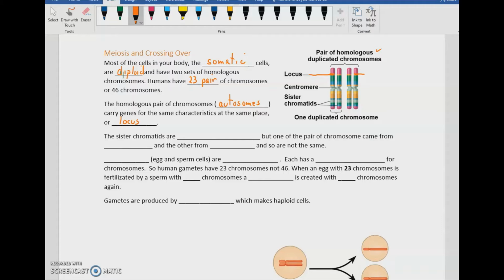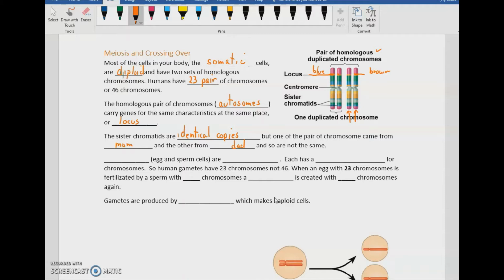And the sister chromatids, this and this, are going to be identical. So sister chromatids are identical copies, but one pair of the chromosomes came from mom, and the other one came from dad, and so those are not the same. Back to our eye color example, say mom has blue eyes. Her chromosomes are going to code for blue eyes at this locus. And dad, say he's got brown eyes. He's going to code for brown at that locus. Now that's overly simplified. Things like eye color, height, and intelligence are all coded at many, many locations.